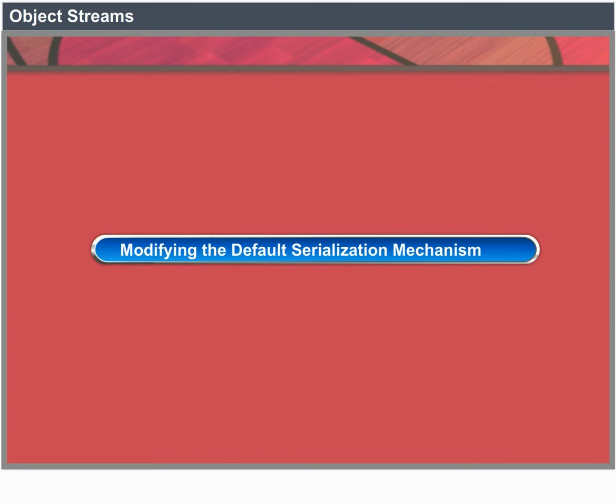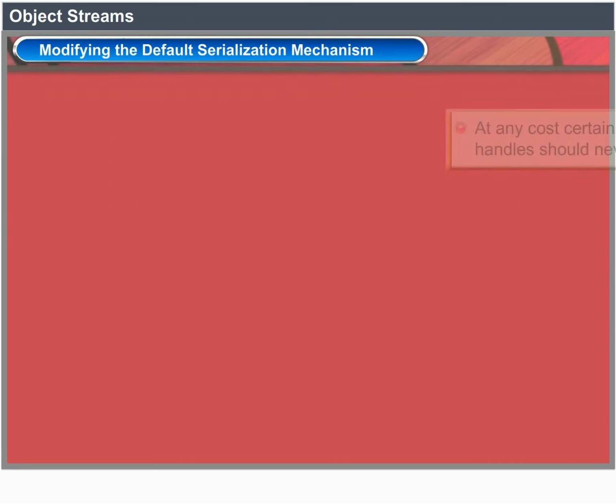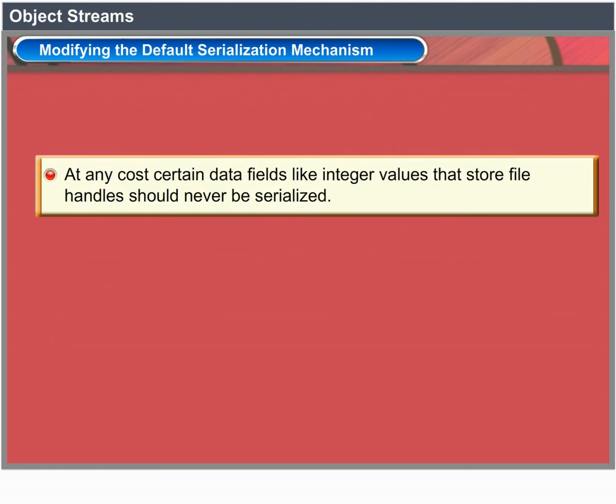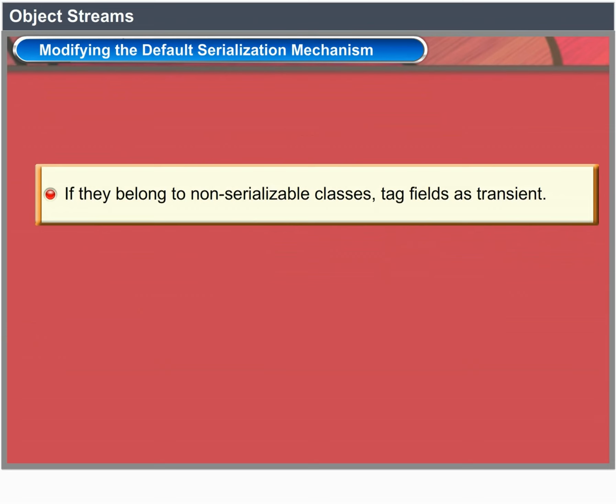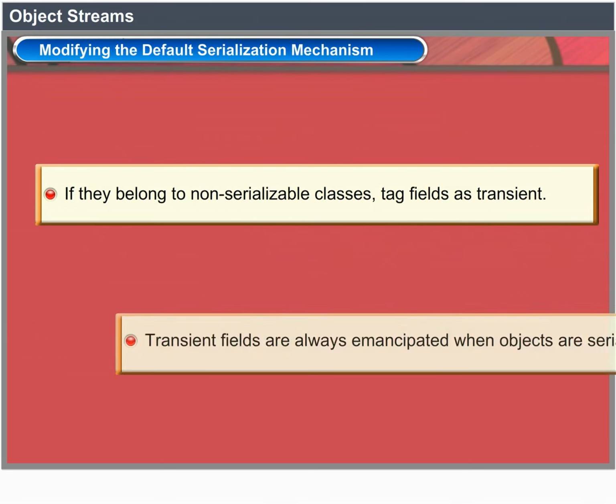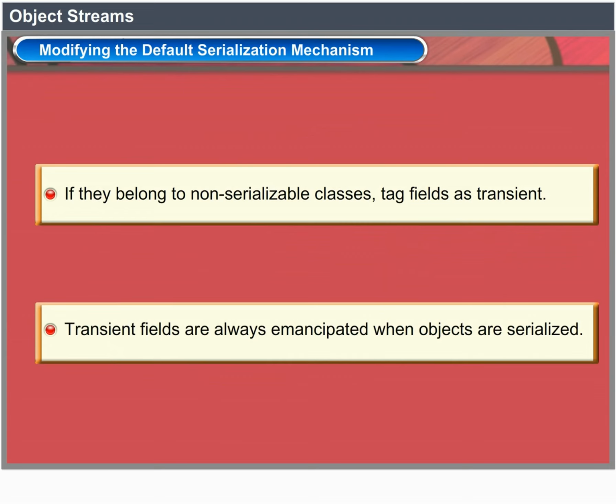Modifying the default serialization mechanism. At any cost, certain data fields, like integer values that store file handles, should never be serialized. In order to prevent such fields from ever being serialized, mark them with the keyword transient. If they belong to non-serializable classes, tag fields as transient. Transient fields are always skipped when objects are serialized.